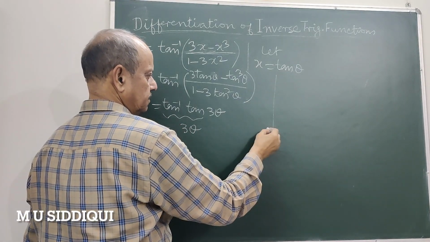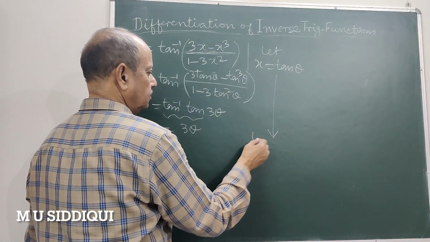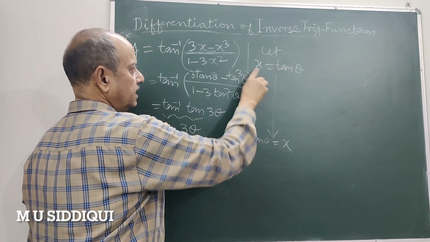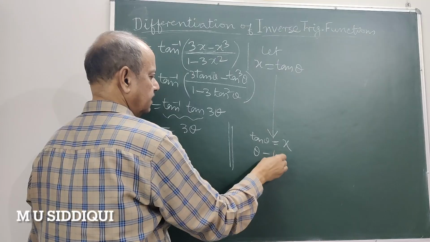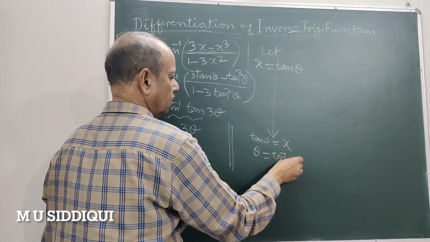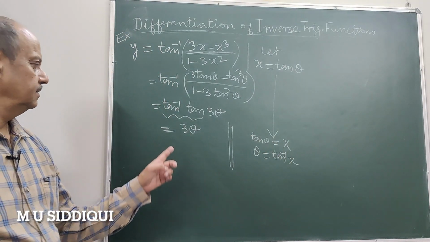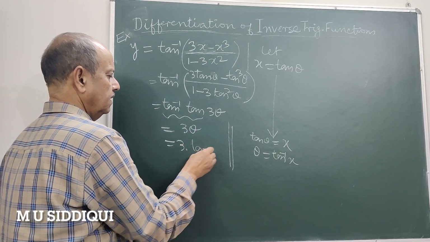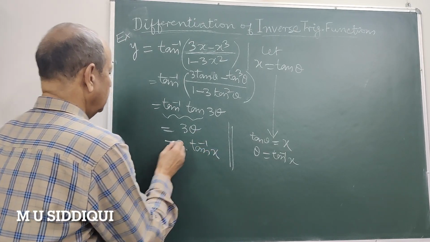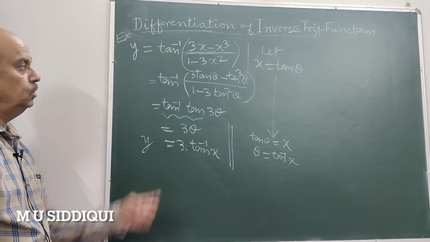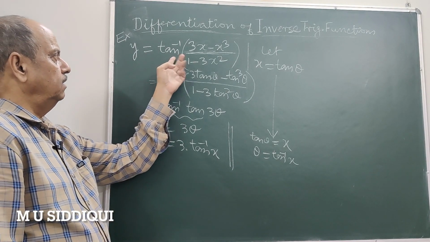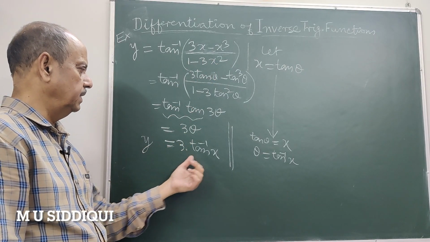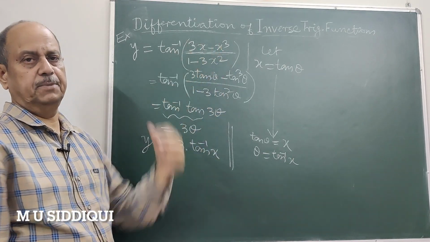What was theta here? You need to refer this. You said tan theta is x. Tan theta is equal to x, so theta can be written as tan inverse of x. Okay, so you write it as 3 and in place of theta you can say tan inverse of x. This is the value of your y. You had to differentiate tan inverse of this expression, or you have to differentiate y is equal to 3 tan inverse x. This is a simplified form of the same thing.